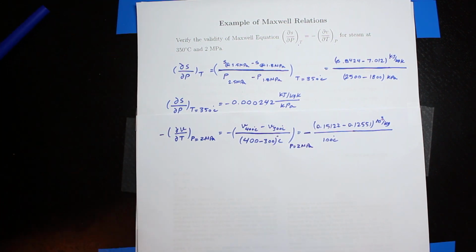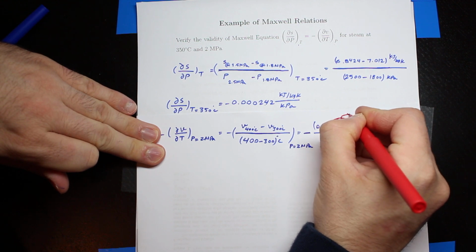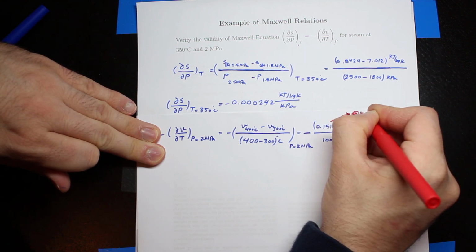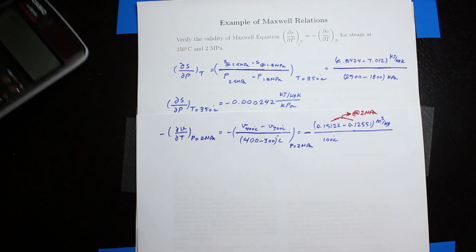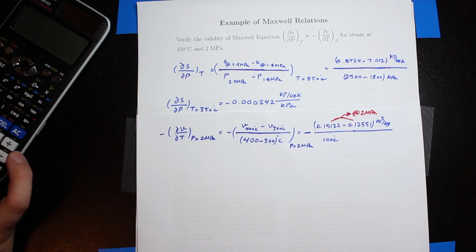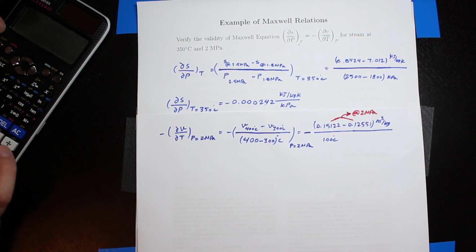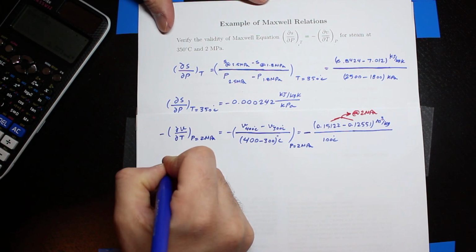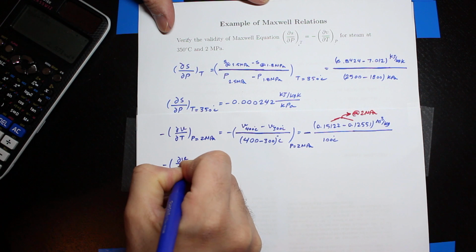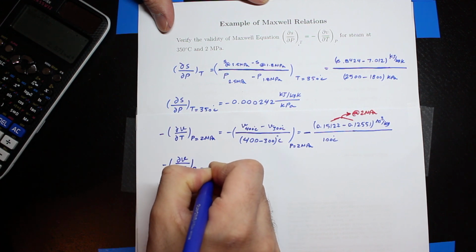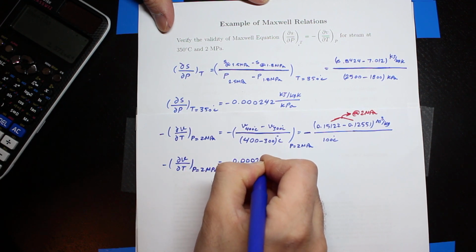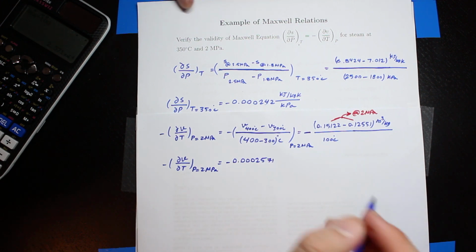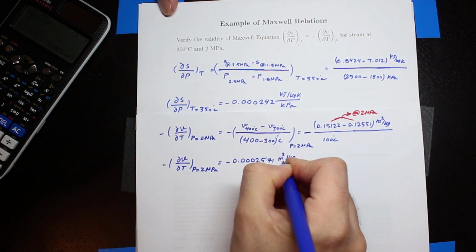And also these two numbers are at 2 megapascal. So if you do the math, you will have 0.15122 minus 0.12551 divided by 100. So that will give you negative partial V partial T when pressure is equal to 2 megapascal is equal to negative 0.0002571. And the unit is meter cube per kilogram degree C.